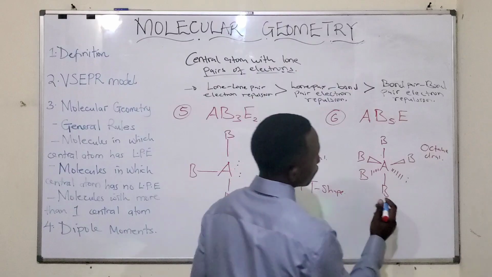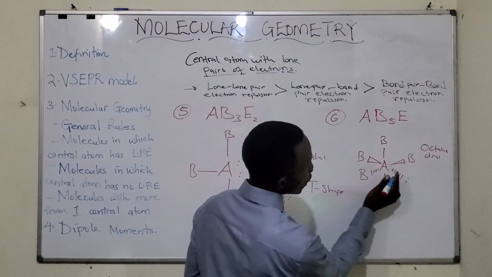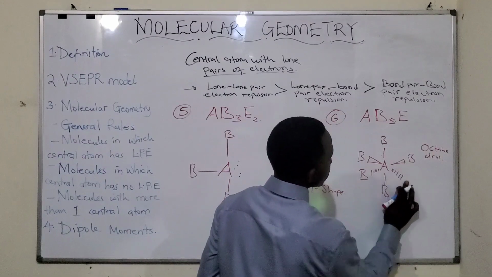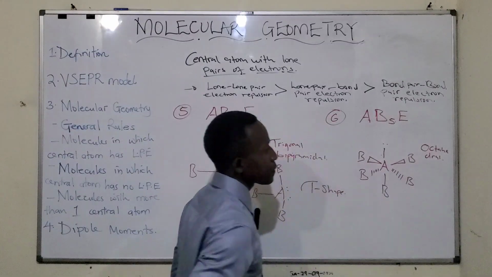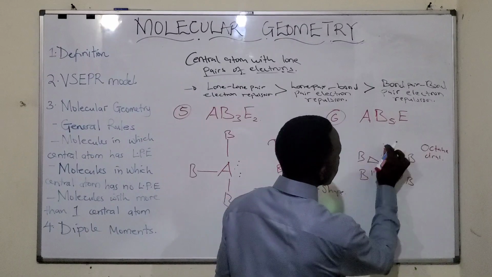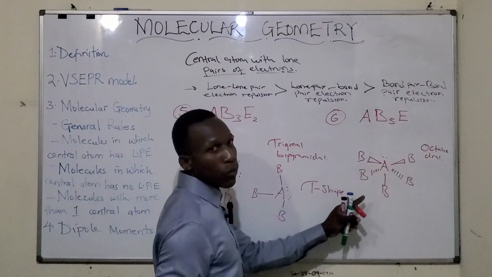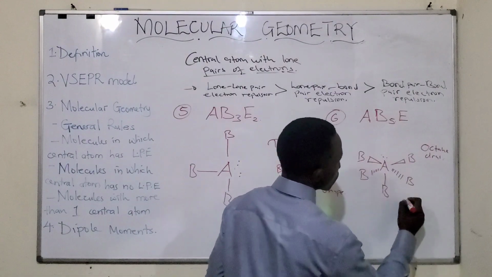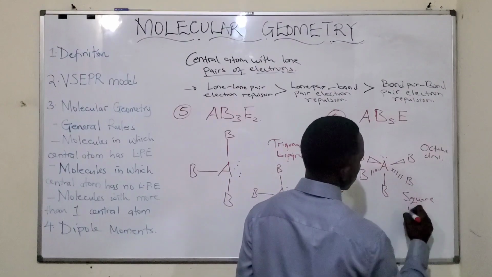But if we change, remember this octahedral, all of them are at 90 degrees. If we change, okay, let this one be here for easy understanding. This one here. Now, the repulsion increases, meaning that the lone pair will increase the repulsion of these ones, meaning that the angle won't be 90 anymore. They won't be at 90 degrees. And we shall have a structure known as the square pyramidal.